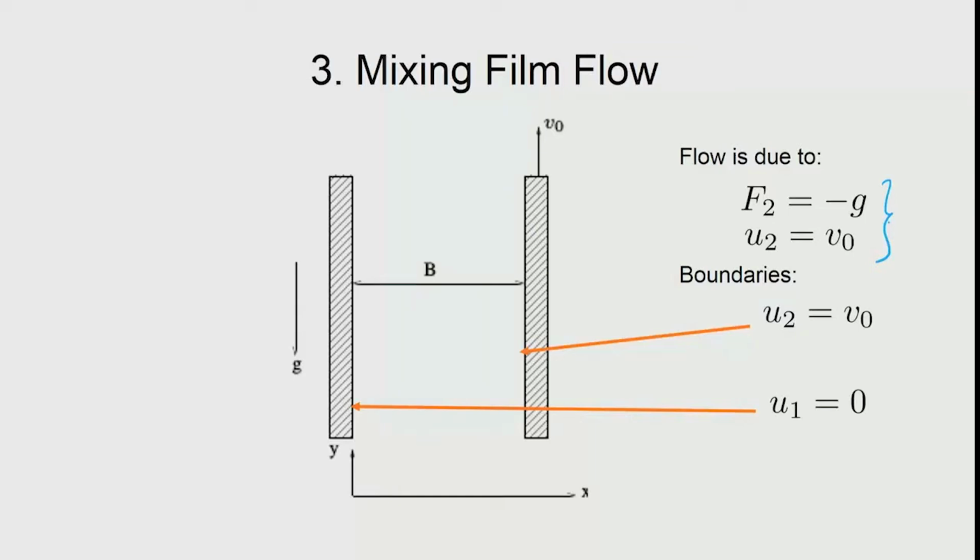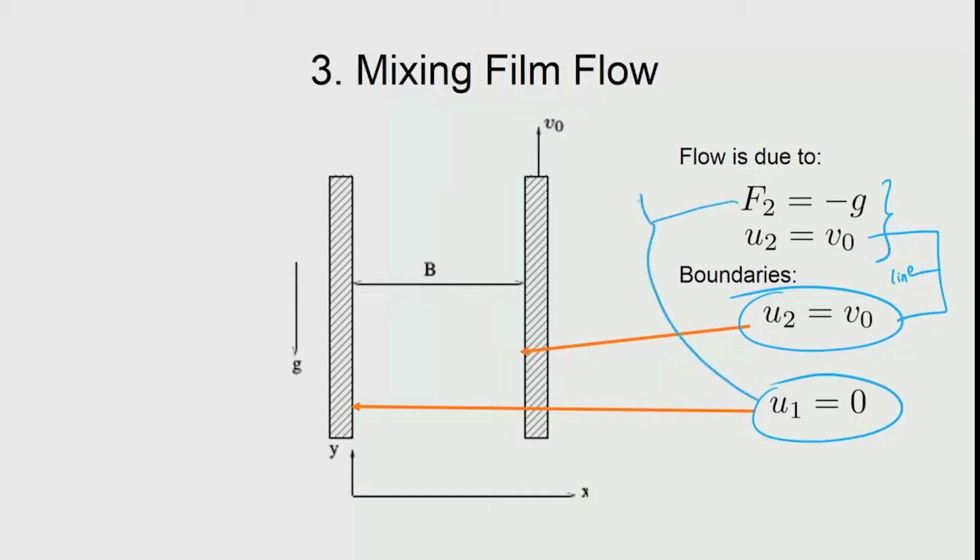The boundary conditions are as follows: on the left wall you have u1 equal to 0, because of the no slip condition. On the right wall you have u2 equal to v naught, again due to the no slip condition. So, in this problem, if you look at this combination, we saw that this must be a straight line solution, and when we saw this and this together, we saw that it should be a parabola.